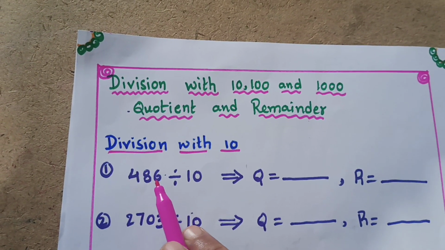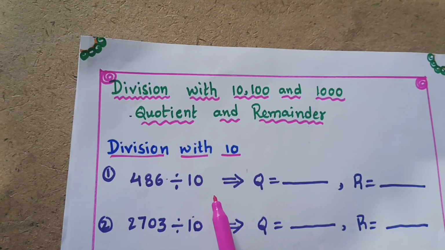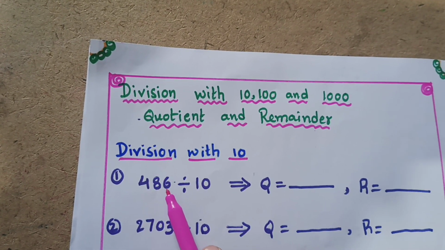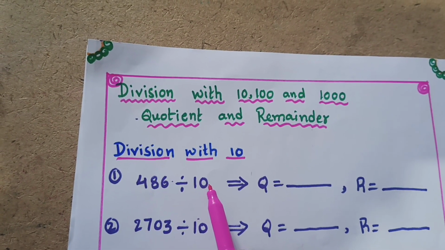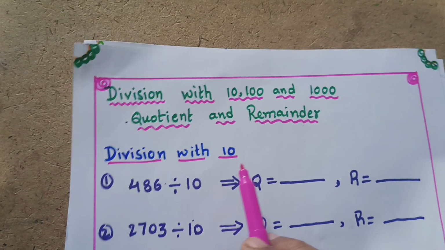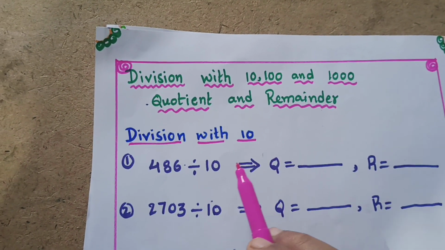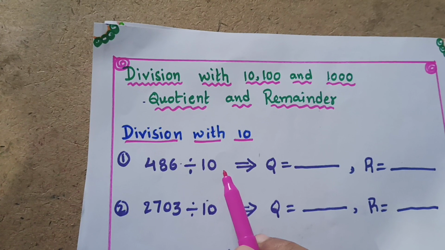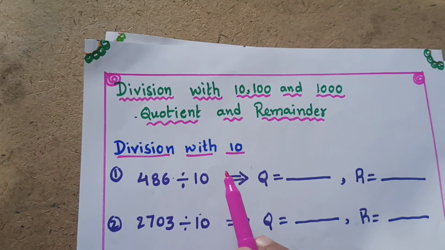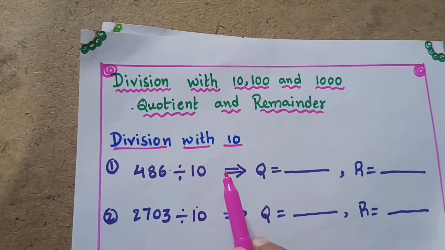In 486 divided by 10, what is the dividend and what is the divisor? As we know, the number to be divided is called the dividend. The number by which we divide is called the divisor. To write the quotient and remainder without actual division, first we have to see how many zeros are there in the divisor. In this problem, the divisor is 10, the dividend is 486. So, how many zeros are there in the divisor? Yes, 1 zero is there.